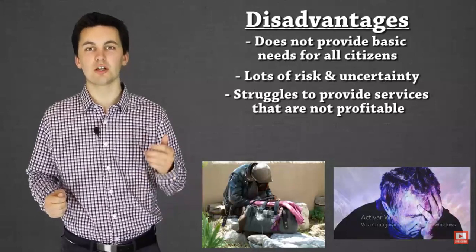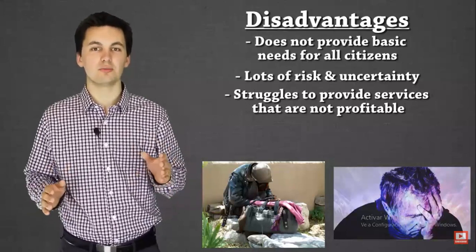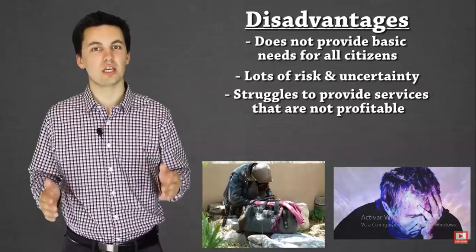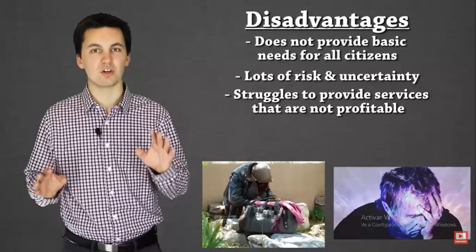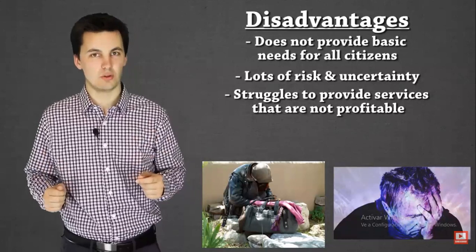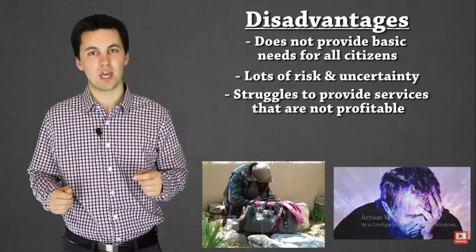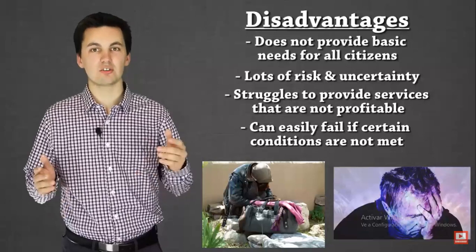Things like the military, roads, water, electricity, that is normally where the government comes in because there isn't enough economic incentive for private business to take over. And we'll debate that and talk about that more in class. But that's one of the areas that it struggles with. Another issue that the market economy has is it is susceptible to failure. If three things aren't met, it can collapse.